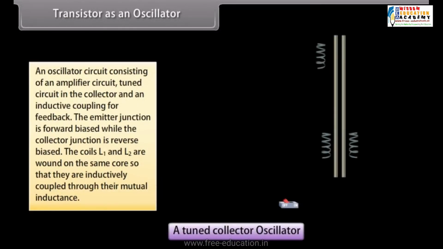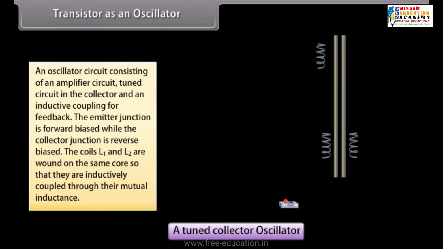An oscillator circuit consisting of an amplifier circuit, tuned circuit in the collector, and an inductive coupling for feedback. The emitter junction is forward biased while the collector junction is reverse biased. The coils L1 and L2 are wound on the same core so that they are inductively coupled through their mutual inductance.